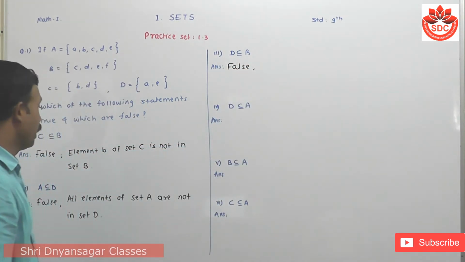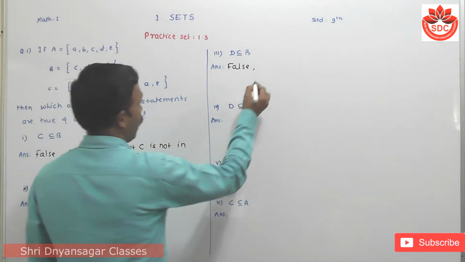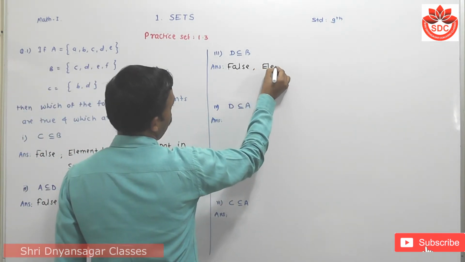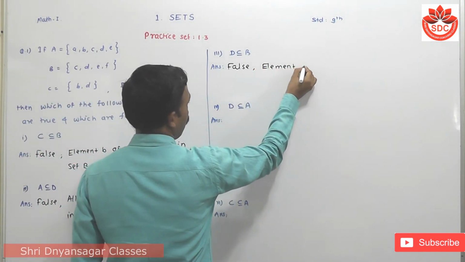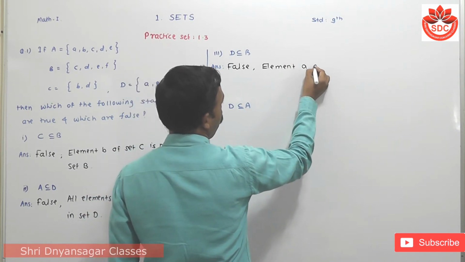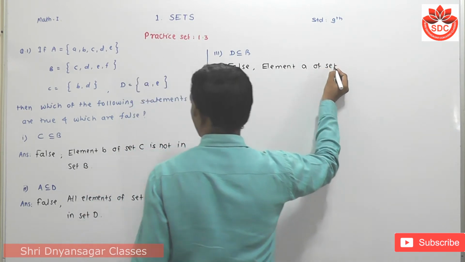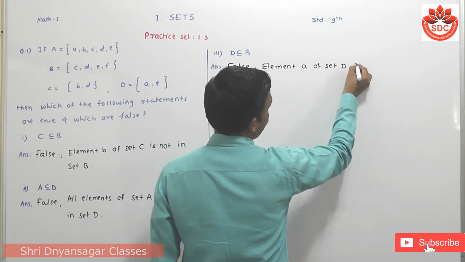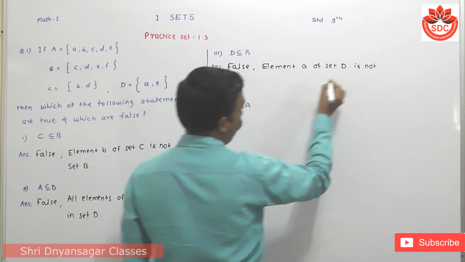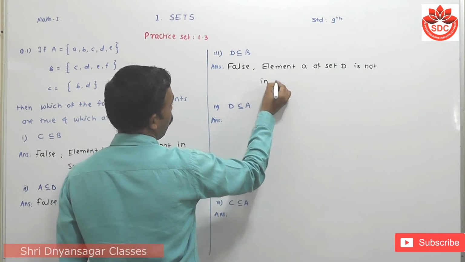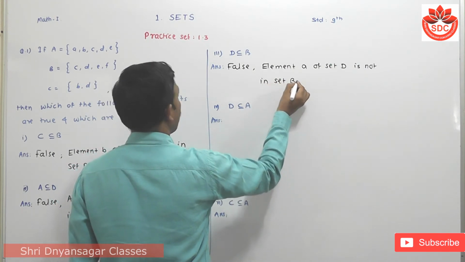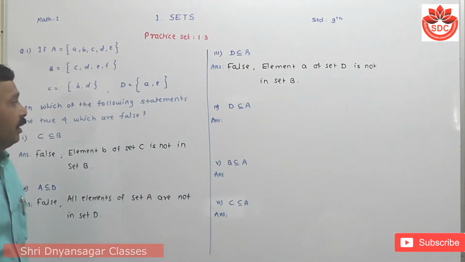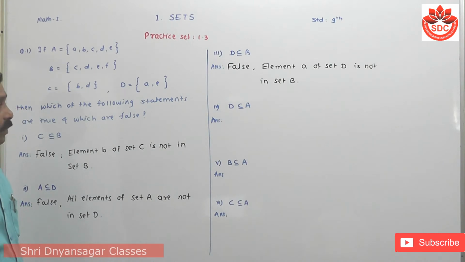Because element, which element? A. Because element A of set D is not in set B. Okay, then we take the fourth one.